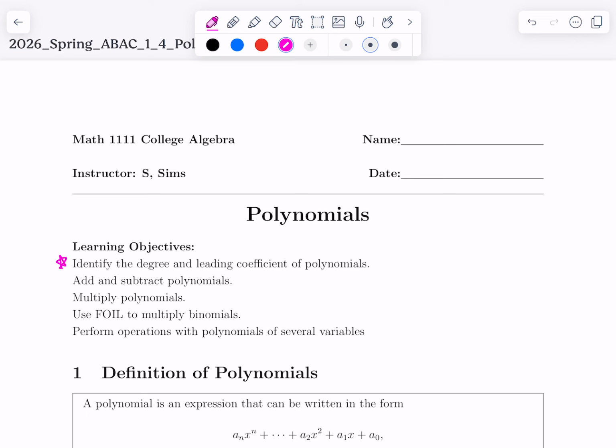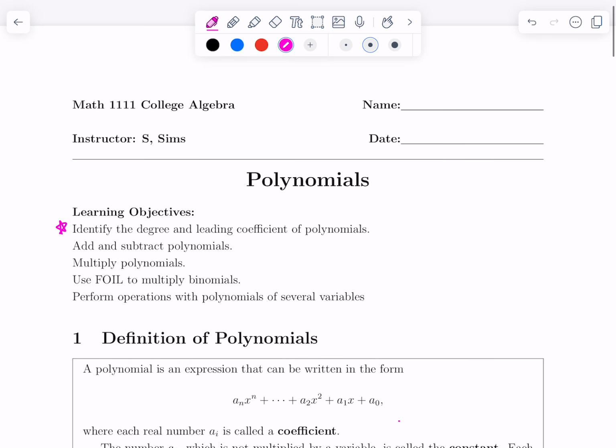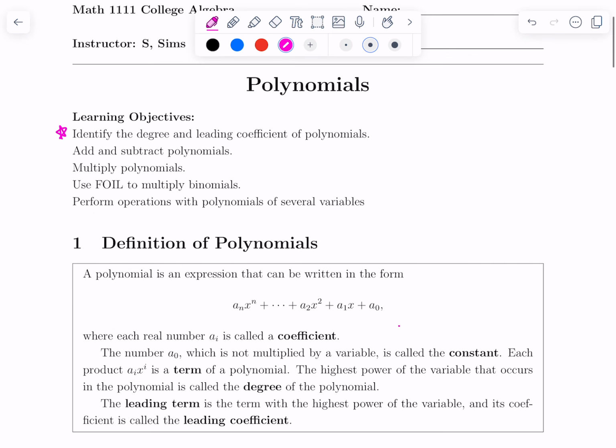Okay, this is the first lesson for college algebra. My name is Siji Xin. I'm the instructor for this class. For the first lesson, we're going to cover polynomials. And in this video, we're going to talk about how to identify the degree and leading coefficient of polynomials.